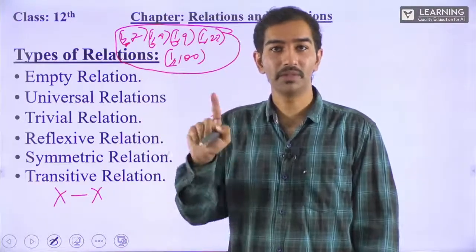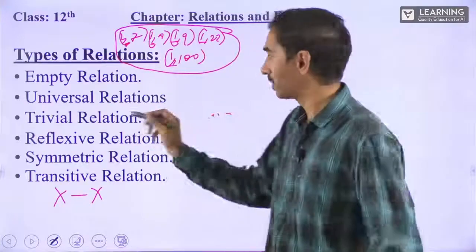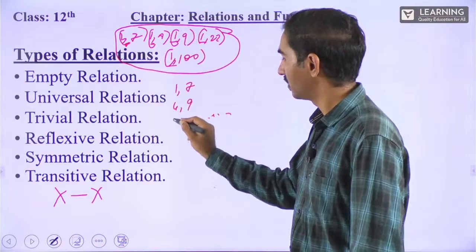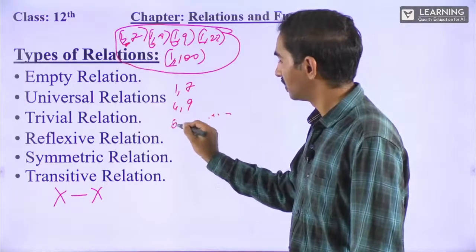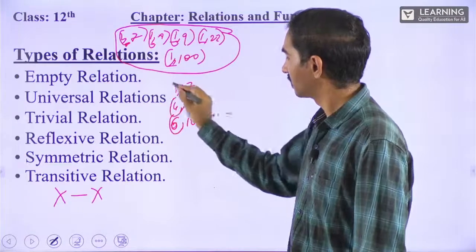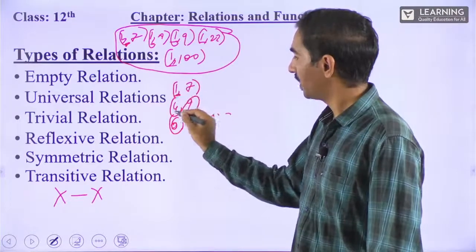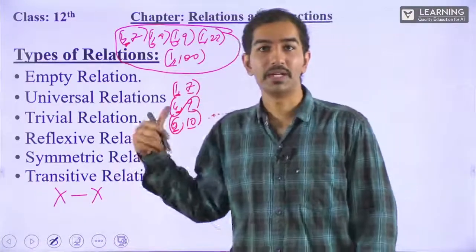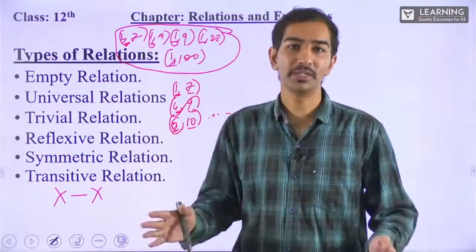What is a function? One x value, one y value. For example, 1, 7, 4, 9, 6, 10. Each value of x has a unique value of y. These are called functions. So this is just the summary, students.